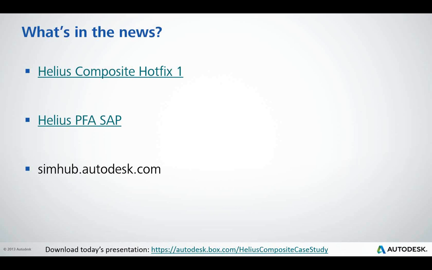I've got a few things to cover before we get started. These are just some things that have been going on, and I'm not sure of the audience that we have, but I thought I would cover first and foremost the most recent update for Helius Composite. It's named Hotfix 1, and it contains a few fixes and some improvements to some new functionality that we added to Helius Composite 2016. That can be added through the Autodesk Application Manager, or you can download it directly. So a few options there if you're a Helius Composite user and you're looking to get those updates.